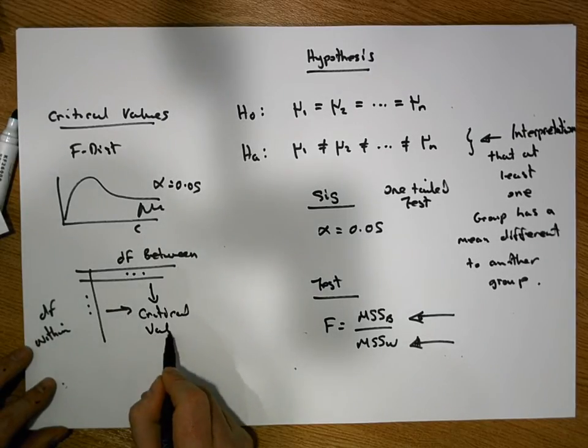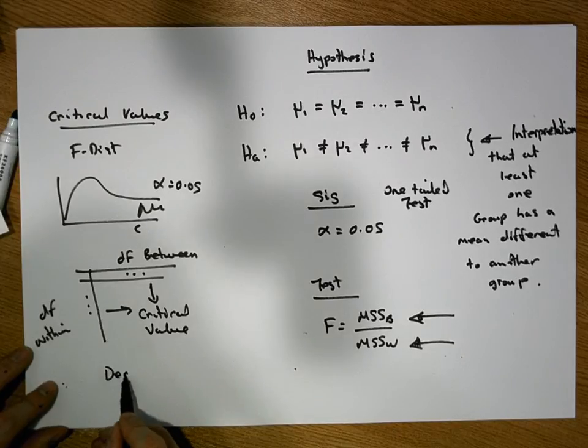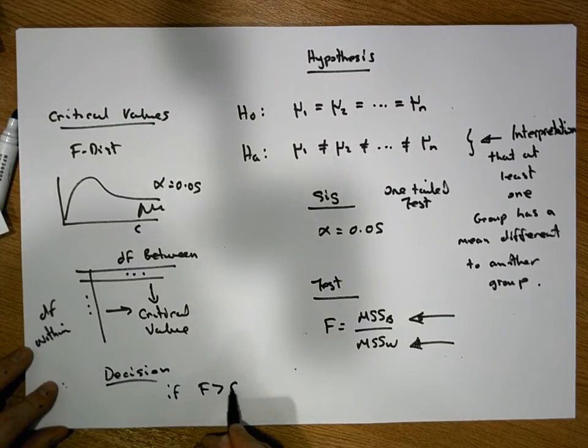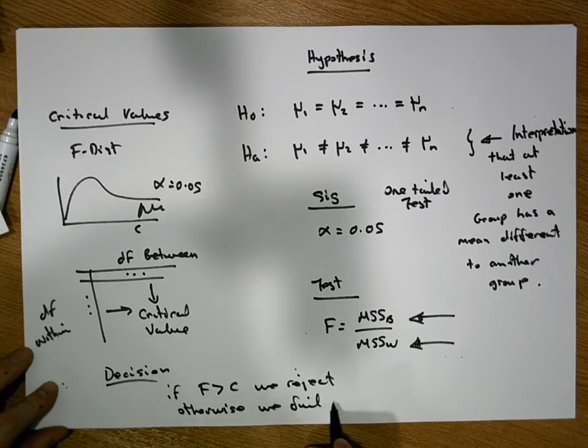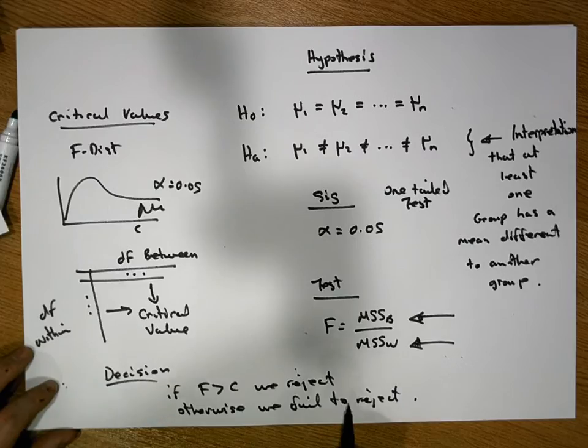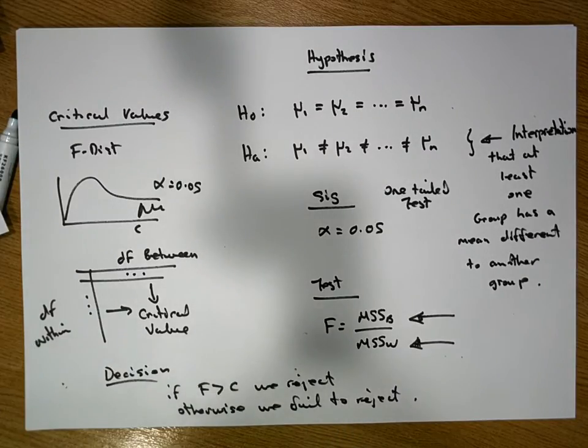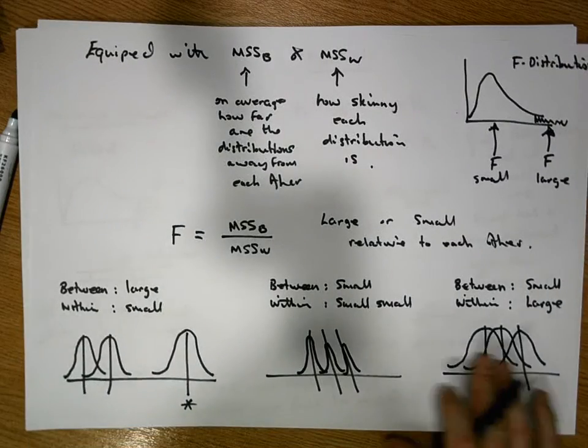Our decision is that if F is bigger than C, we reject. Otherwise we fail to reject. Okay guys, I know that was quite long, probably about 25 minutes, but I hope that this video helped to demystify the logic associated with an ANOVA.